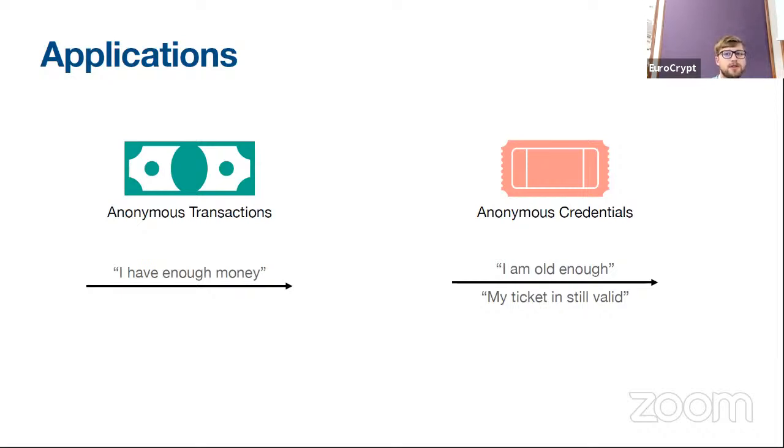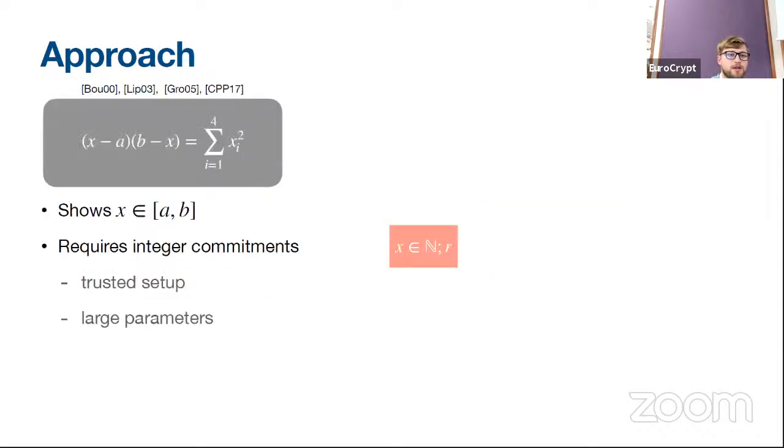Depending on the representation, you can transform this into a range proof. There are two main approaches. The first one is usually the binary decomposition, but I won't go into detail here because we focus on the other approach, which is the four square decomposition. In short, you have your integer X and your range AB, and you decompose X minus A times B minus X as the sum of four squares. If you do that, then because the sum of four squares is non-negative, the left side will also be non-negative, and that directly implies that X is in AB.